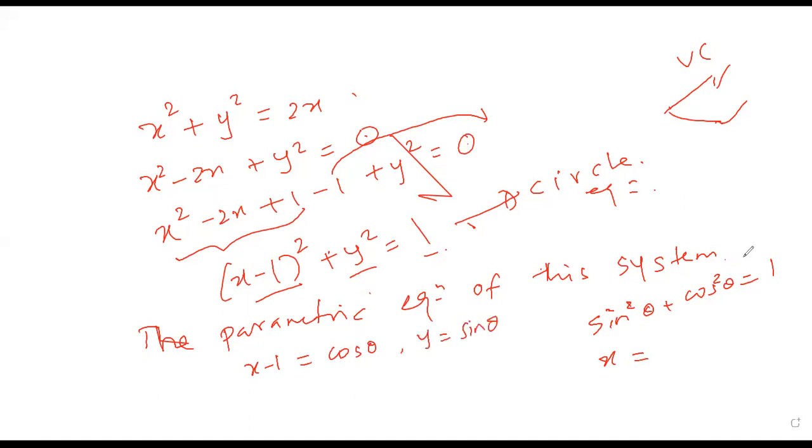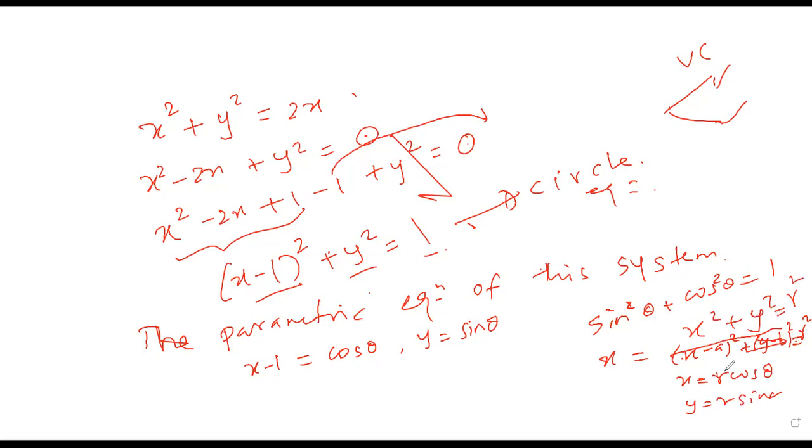If you have something like (x minus a) whole squared plus (y minus b) whole squared equal to r squared as a circle, then we take x equal to r cos theta, r sin theta. If it goes through the origin, we have the equation x square plus y square equals r square. The x should be r cos theta and y should be r sin theta.